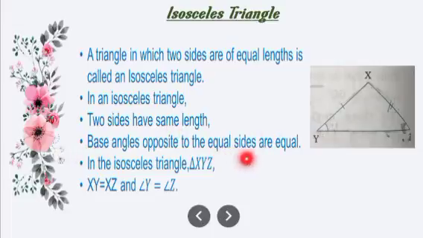Base angles opposite to the equal sides are equal. In this isosceles triangle XYZ, XY is equal to XZ and angle Y is equal to angle Z, because two sides are equal and the other is not equal. That's why angle Y is equal to angle Z.